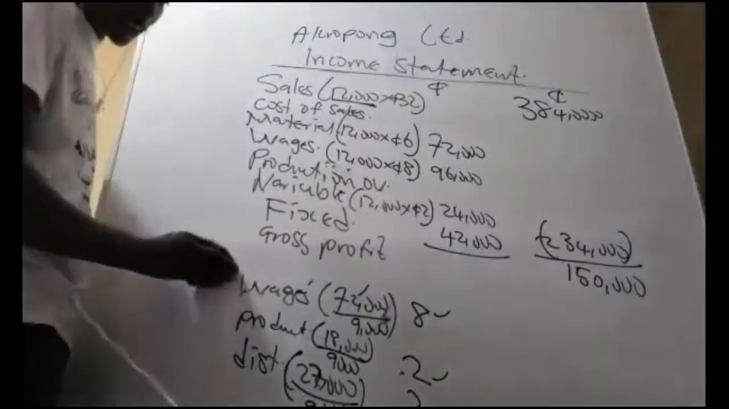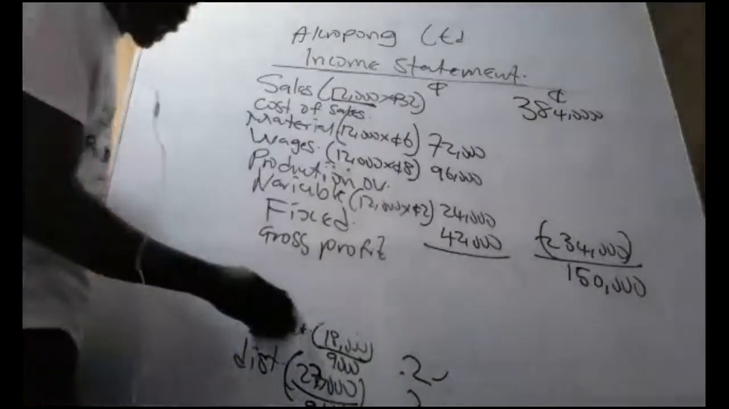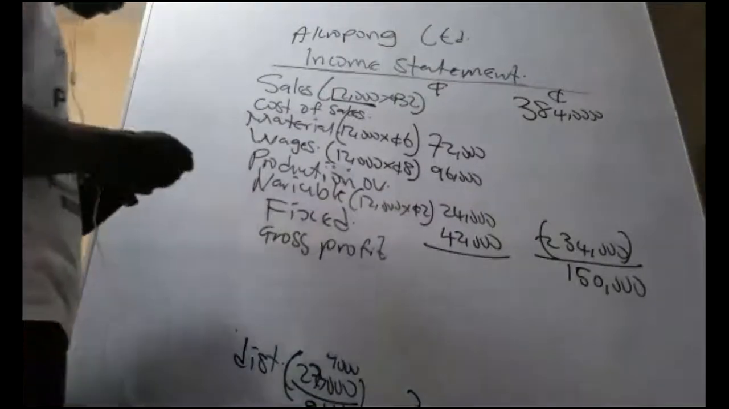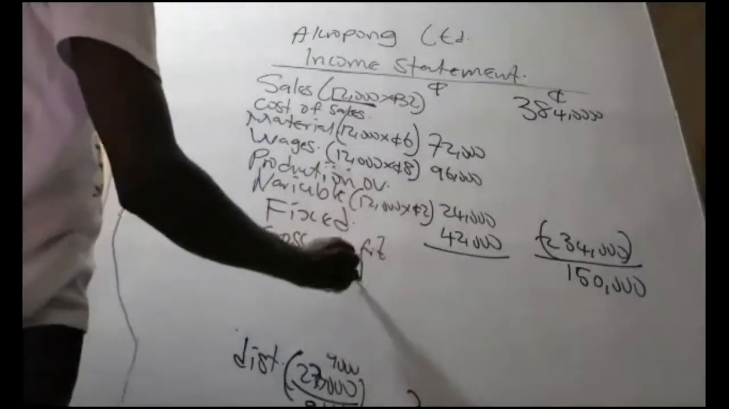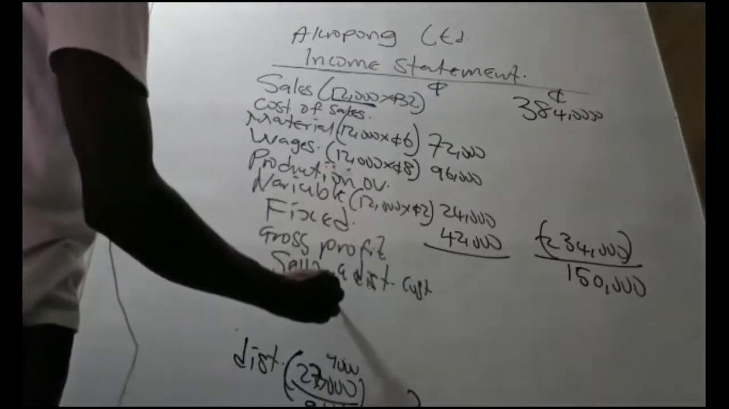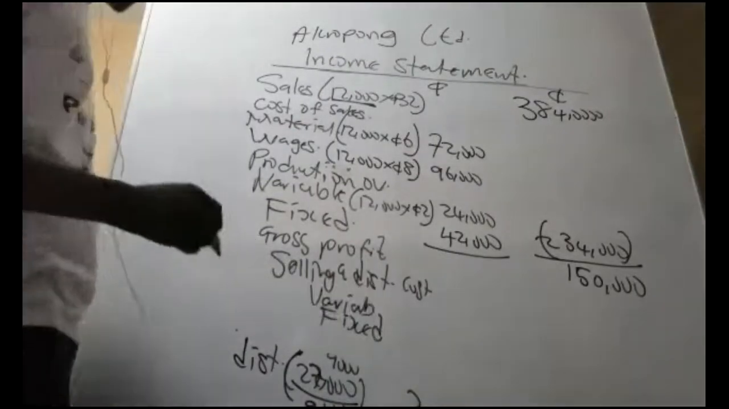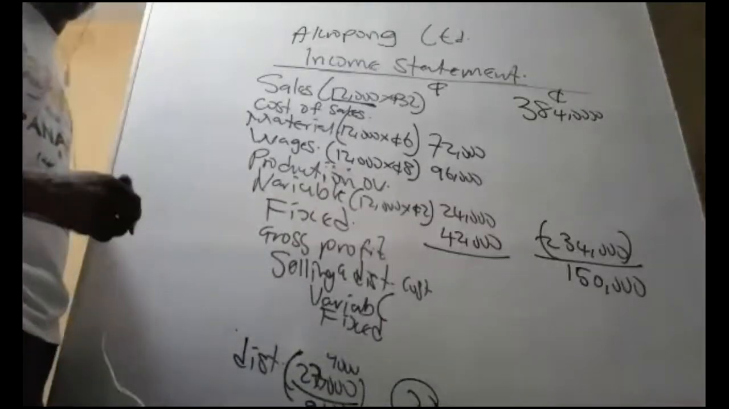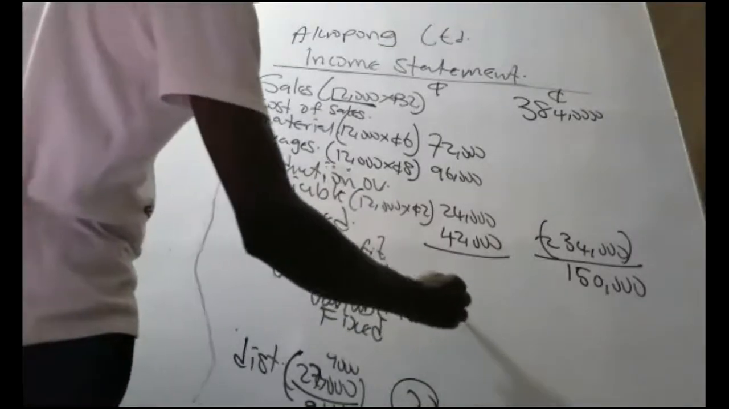So let's continue the journey. Now let's go to the selling and distribution cost. That's the operating cost. Selling and distribution costs, the variable and then the fixed. The variable one will be in brackets. It's 3 Ghana cedis, right? So 3 Ghana cedis by the 12,000. So the 12,000 by 3 Ghana cedis.